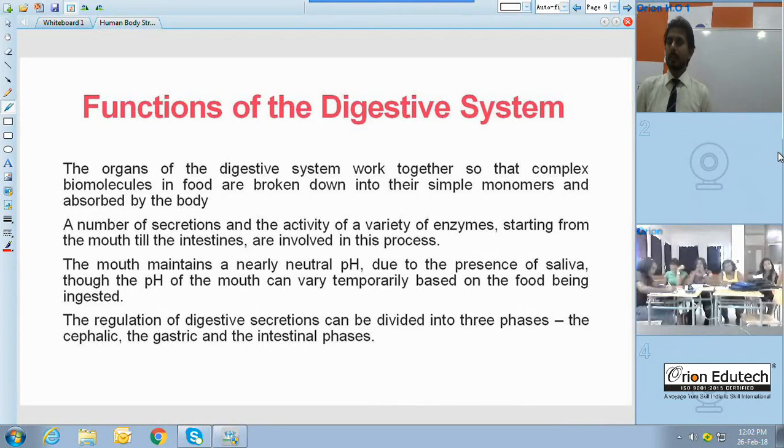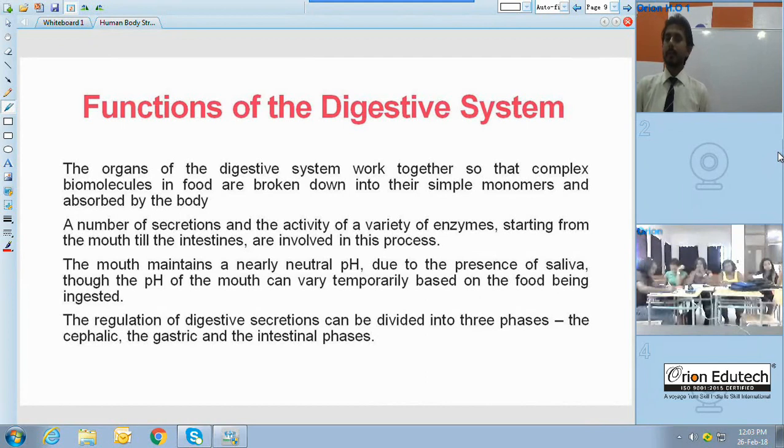So, due to the presence of saliva, the pH of the saliva in the mouth can vary temporarily based on the food being ingested. It depends on what kind of food we are taking on a daily basis, and the amount of the saliva, the measurement scale of the enzymes' pH. So, how much the pH of that enzyme occurs in our body and gets involved in the digestion process.